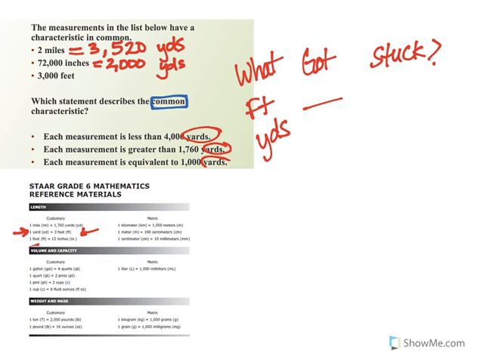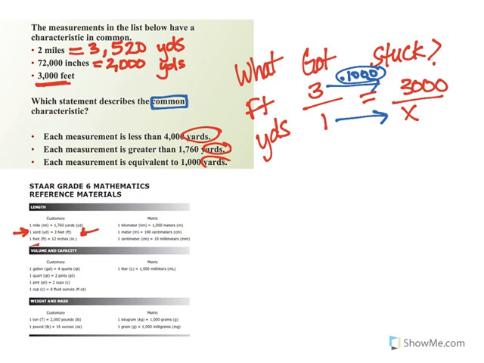Got. Well, I know that 1 yard is 3 feet. Stuck. I'm stuck because in the problem, I have 3,000 feet. I want to know how many yards that is. All right, I'm going to go side to side this time. 3 times what is 3,000? 3 times 1,000, that's your scale factor. What you do to the top, you must do to the bottom. And 1 times 1,000 is 1,000 yards. So I'm going to write my information here.